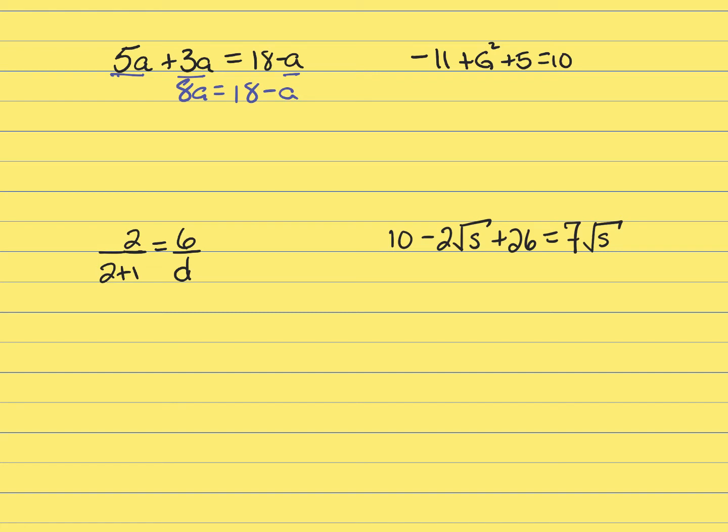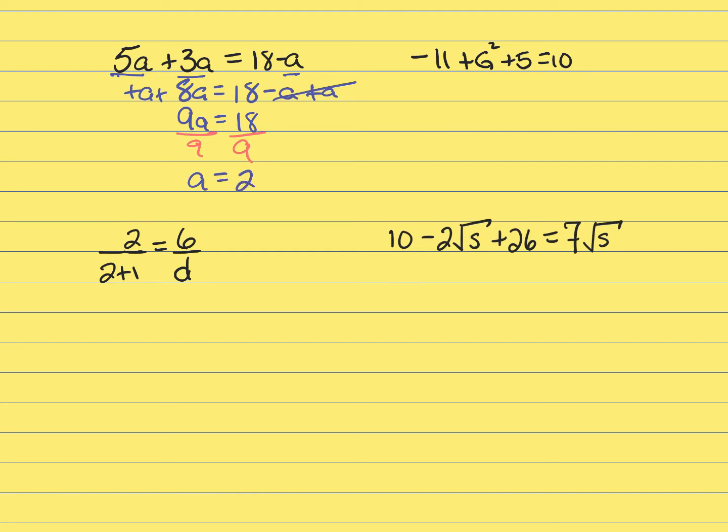Now what I can do to move the a to the other side is do the opposite of what it's showing me. So it's minus a. So what I'm going to do is add a to both sides. And when I do that, the negative a and the a are going to cancel each other out, or add up to 0. So that's going to leave me with 9a is equal to 18. Now to isolate a, I'm going to divide both sides by 9 to get rid of the 9. So I'll divide by 9, divide by 9. And when I do that, that's going to leave me with a is equal to 2.